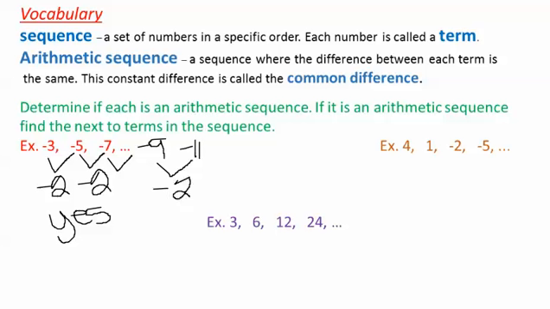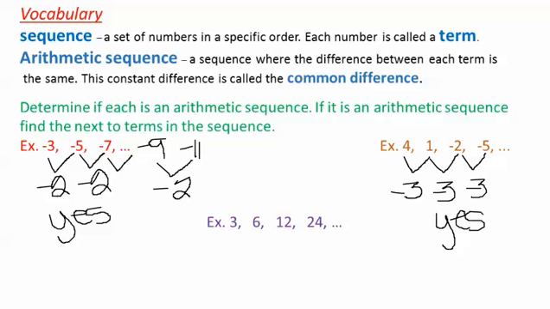Okay, next example. Again, we want to subtract each of these numbers to see how much is in between. Between 4 and 1, if I subtract that, I get 3. If I subtract 1 and -2, I get 3. And if I subtract -2 and -5, I'm also going to get 3. But what you notice here, again, is that our sequence is counting down. So I'm going down 3, so it's a -3 each time. So yes, it's an arithmetic sequence.